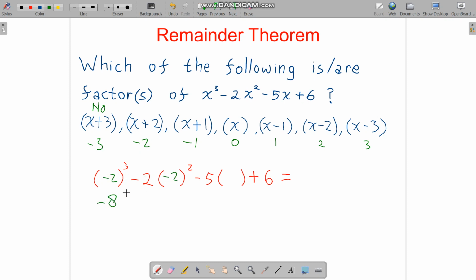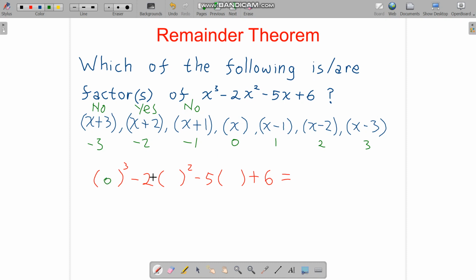We get a minus 8, minus 8, this is also minus 2, plus 10, plus 6. So yes, minus 2 is a factor. So yes. What about minus 1? If we plug in minus 1, we get a minus 1, a minus 2, plus 5, plus 6. So no. X plus 1 is not a factor.